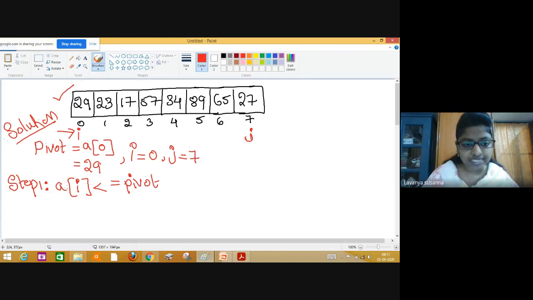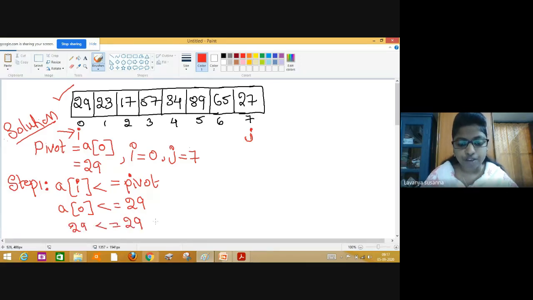See here, what is A of I? A of 0, write down. A of 0 less than or equal to pivot, which is 29. A of 0 means 29. 29 less than or equal to 29. True or false? True. So if it is true, you need to increment I, I plus plus.